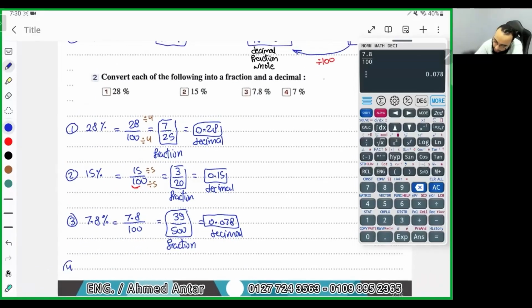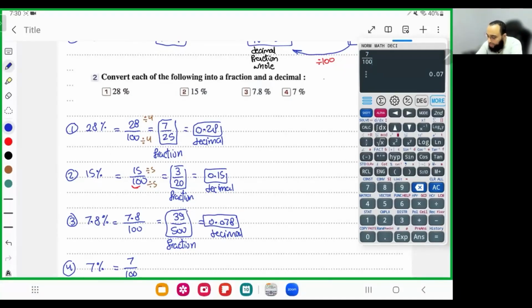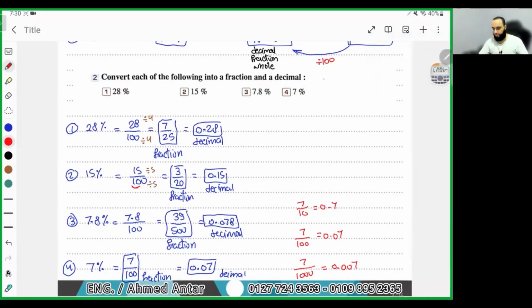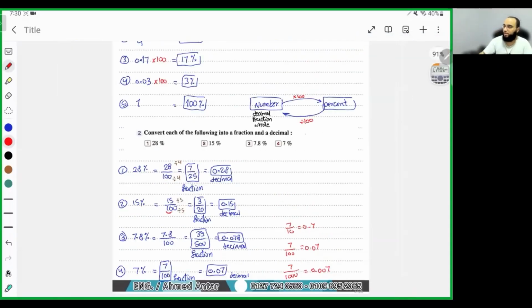Okay. And the last one, which is 7%. It's going to be 7 over 100. Actually, if you put 7 over 100 on the calculator, it doesn't change. It's also 7 over 100. Then there is no simplifying. This is the simplest form. What about the decimal? 0.07. You know, if it is 7 over 10, it's 0.7. If it is 7 over 100, it's 0.07. If it is 7 over 1000, 0.007. You know it? Any problem?